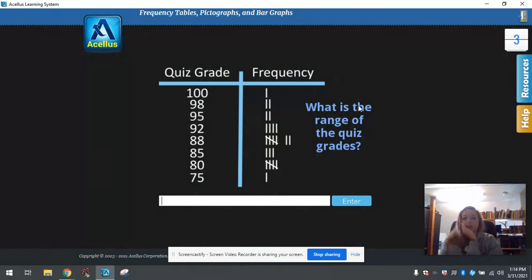Okay, quiz grade and the number of students, like the frequency, which they got the scores. So maybe they scored 100%, good job, all the way down to 75%. That's still pretty good. That's still a C. So we have 1 kid scoring 100, 2 scoring 91, 2 95, and so on. What's the range of quiz grades, though? Our quiz grades are 100 down to 75. To find the range, we take the largest number and we subtract the smallest number. 100 minus 75 would be 25.